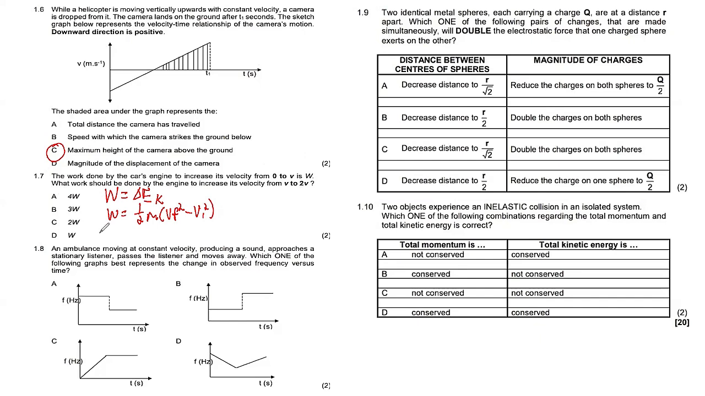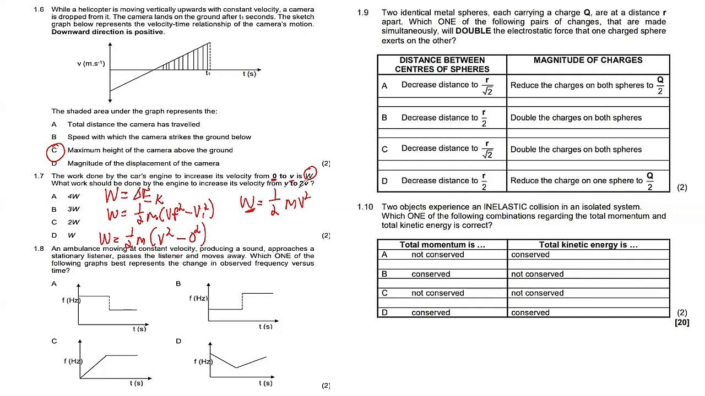Now, W is equal to half M. Remember, we don't have the mass. We are not concerned about that. Remember, we are moving from 0 to V. So V final is just V, and then that's V squared. Then V initial is 0, so we'll have 0 squared. When we calculate here, W is equal to half M V squared, meaning that our W is equal to that. So they said moving from 0 to V, it's W, and as we can see there, that's our W.